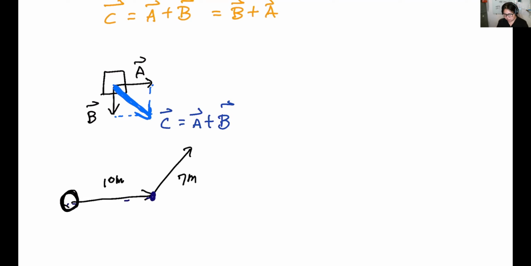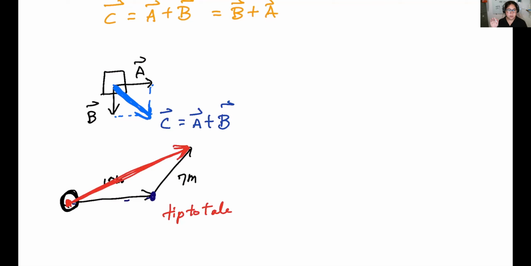Then you can use the tip to tail technique to say that the final vector, the resultant, will be counting from where you are at, the restroom is located in this direction. So when they don't share the same starting point, then you could use a tip to tail to add those two vectors, right?